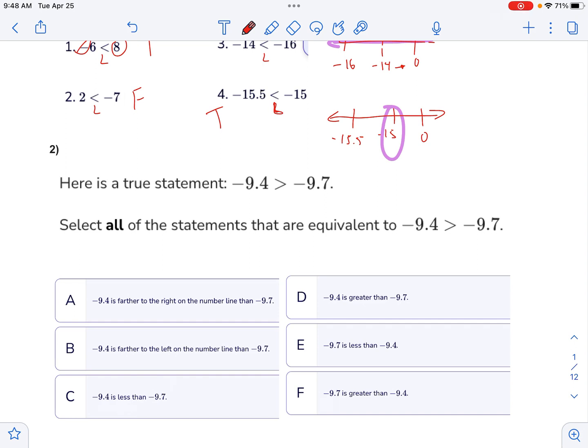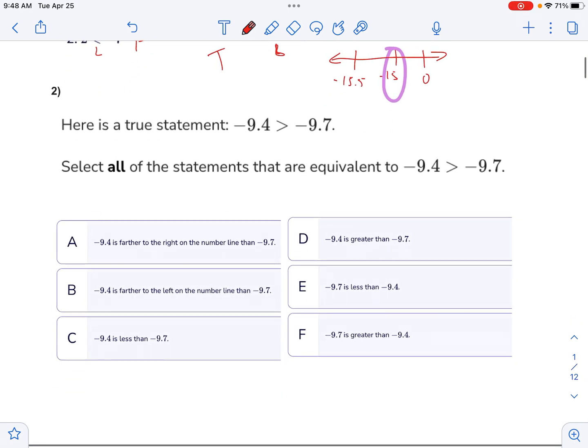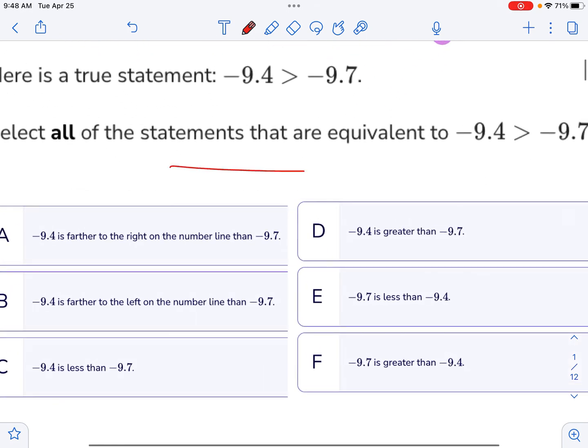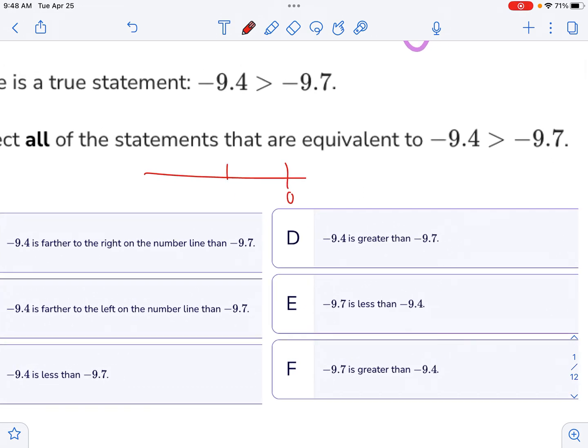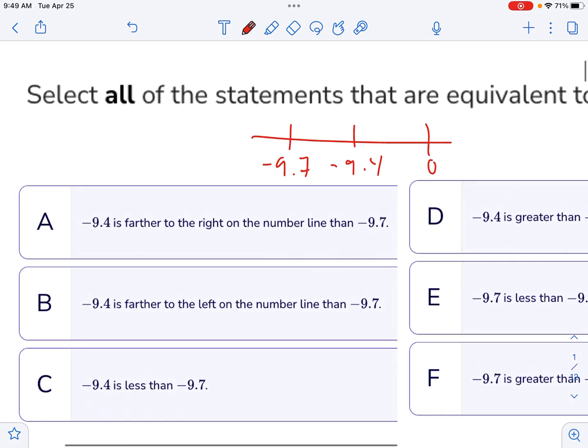Here's a true statement. -9.4 is greater than -9.7. That is true. So let's see which ones fit this situation. And again, I'm going to use a number line to get me going. I like to put 0 because it helps me kind of see where things are. And I have -9.4. And then somewhere over here I have -9.7. So let's see what fits. -9.4 is further to the right on the number line than -9.7. To the right, that is true.